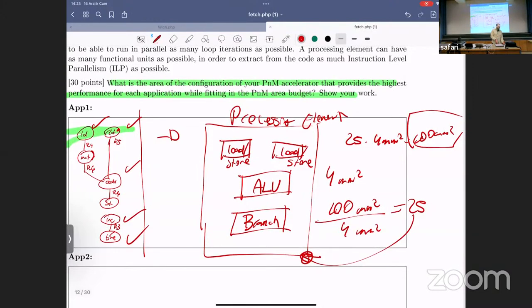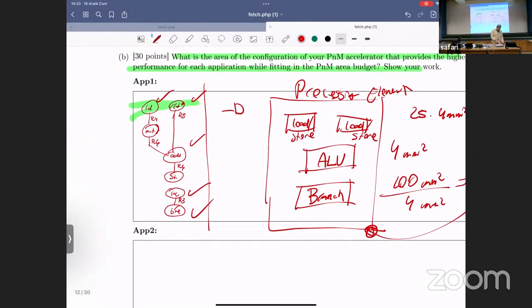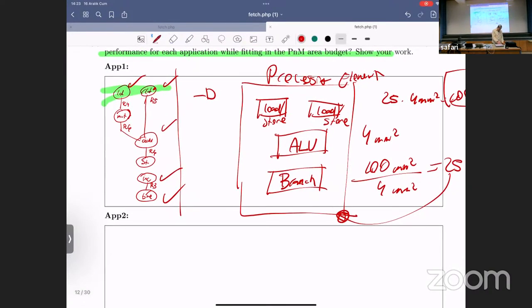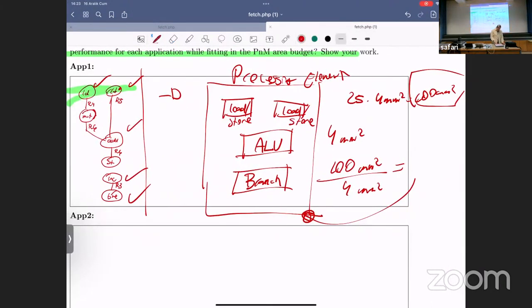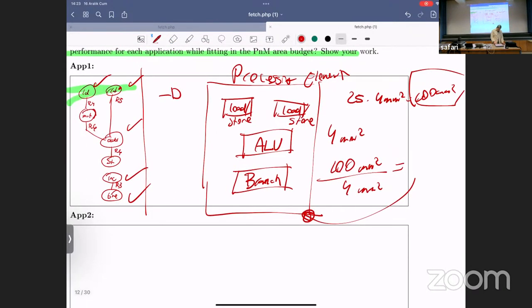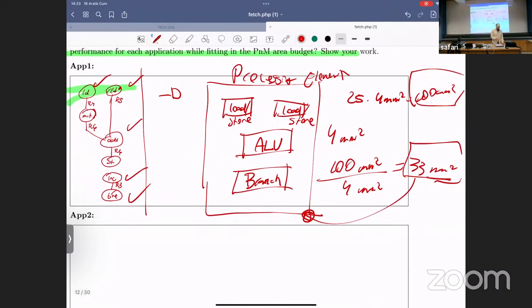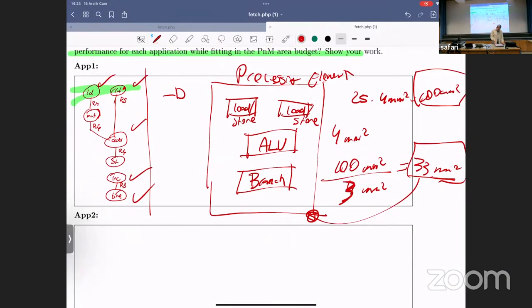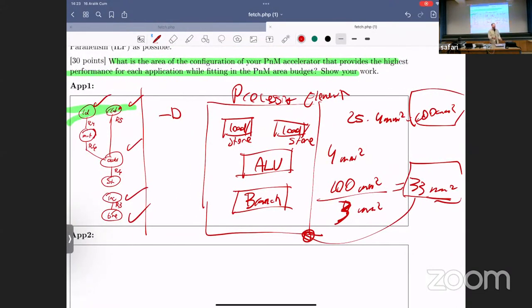Is there a question? Can you fit 33? Let me do the calculation. Yes, you can fit 33 actually. Oh, this is good. Anyway, it completely changed the solution, but it's fine. You could further optimize this if it's 33. Anyway, I'm going to continue with 25 just because all of the other things are 25, but good that you guys found a better solution.